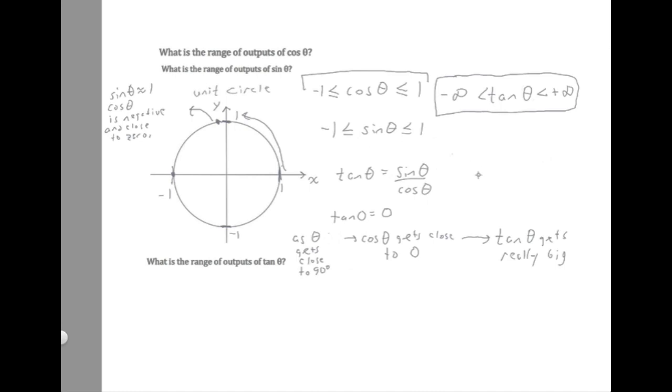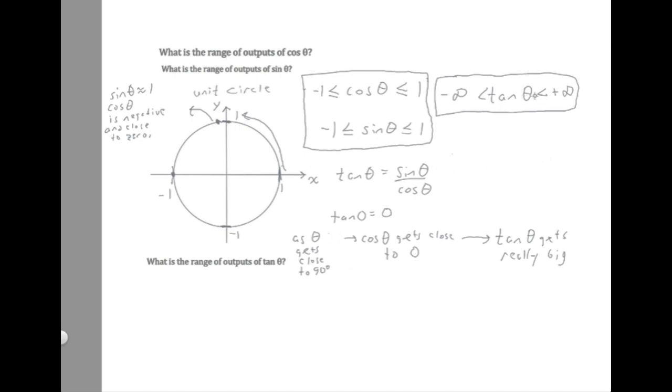Okay, so the most important thing we went over here are the ranges for the sine and the cosine. And if you ever forget these, you could figure them out from the unit circle. The outputs for sine and cosine have to be between -1 and 1. And again, remember, that's not telling you the inputs. The inputs for sine and cosine could be any number, but the outputs have to be between -1 and 1.